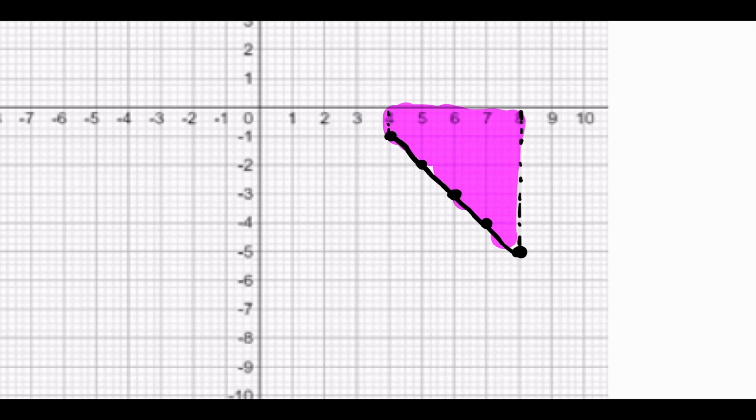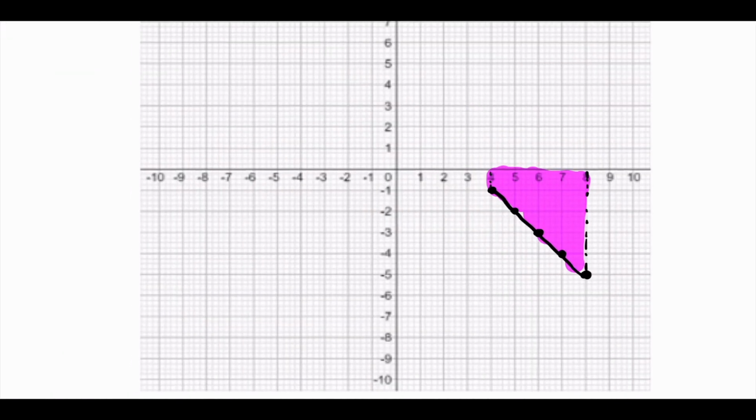It's a trapezoid. That's one way to do it. You can use area of a trapezoid: base 1 plus base 2 times the height divided by 2. You can do that. Or it's really a rectangle with a triangle. You can find the area of the rectangle on top, 1 by 4, and then find the triangle and then add them together. You can do either one. It doesn't matter how you do it.